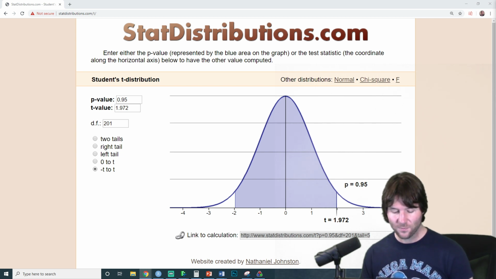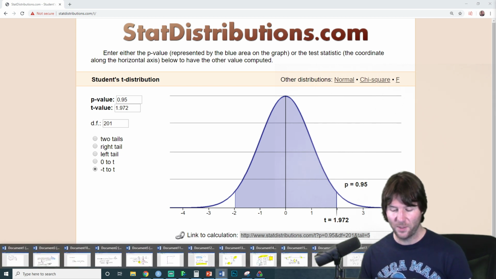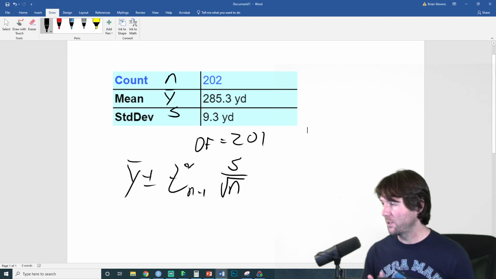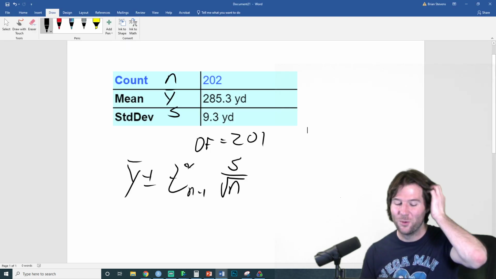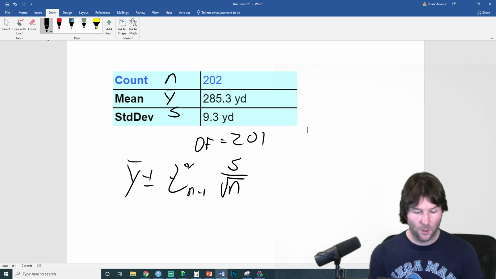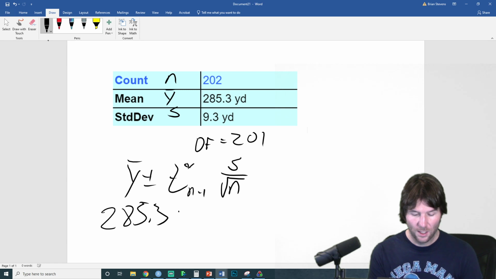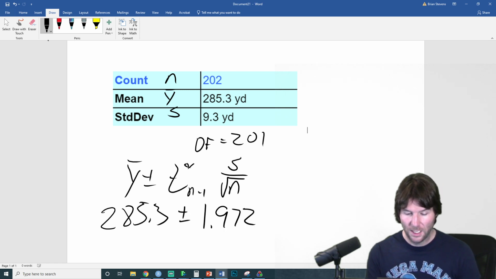Good, awesome. I'm slowing it down right now. Right now it's not a speed run. We just got the world record for the speed run, but we're just doing normal solving right now. So now we go here and we put in 285.3 plus or minus 1.972, and then we go here to 9.3, and we divide by.